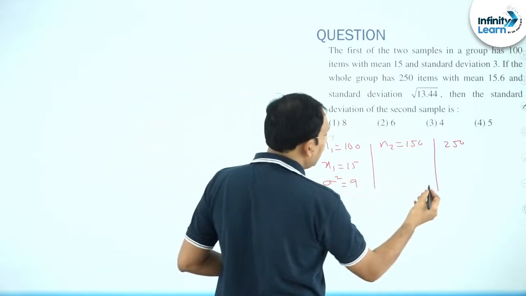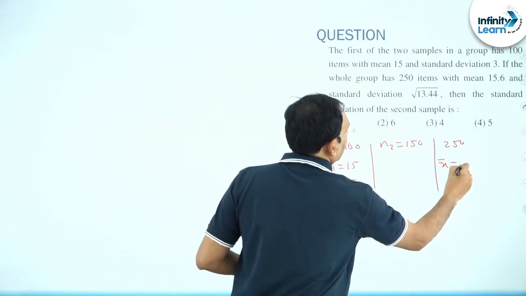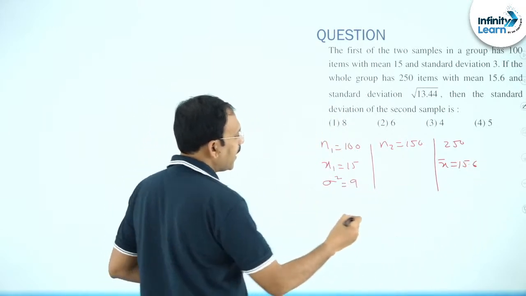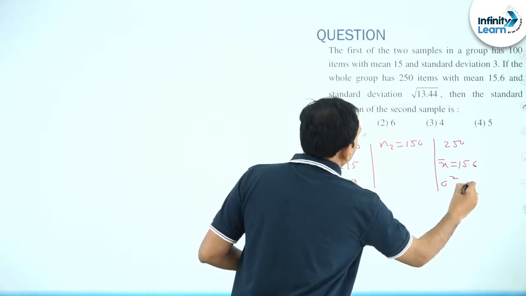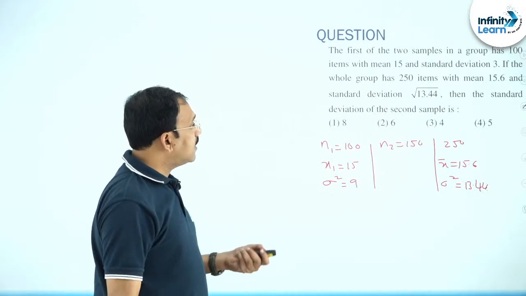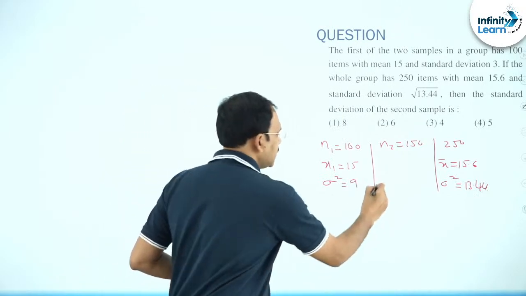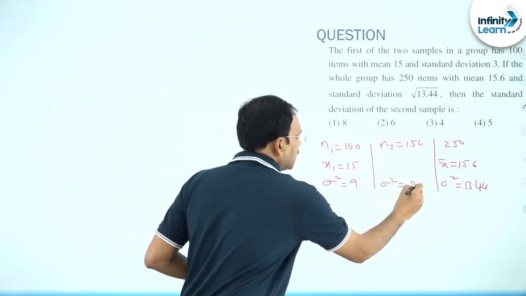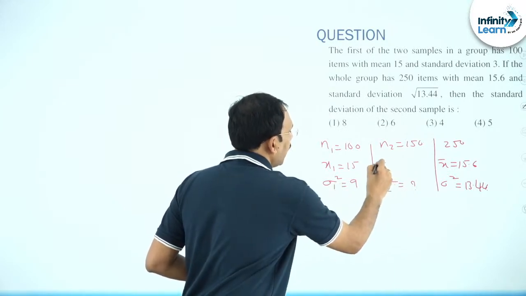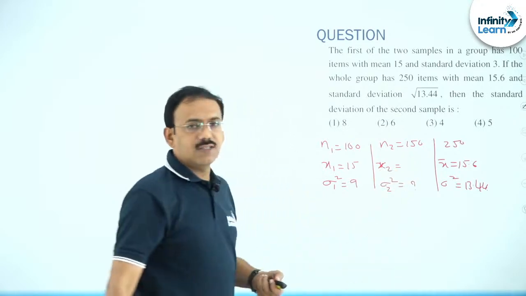The total group has mean 15.6, x bar is 15.6, and the total group has variance 13.44. Then the standard deviation of the second sample, that means you need to find the variance here. Let me call them 1 and 2. Can you find x2, the average of this?